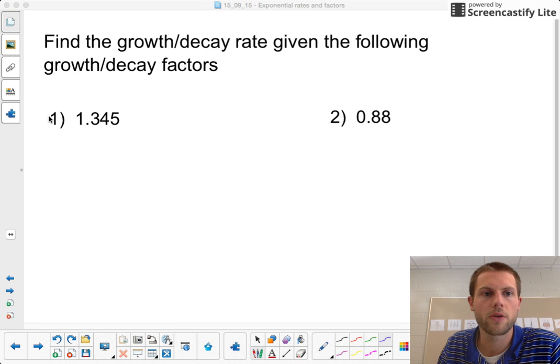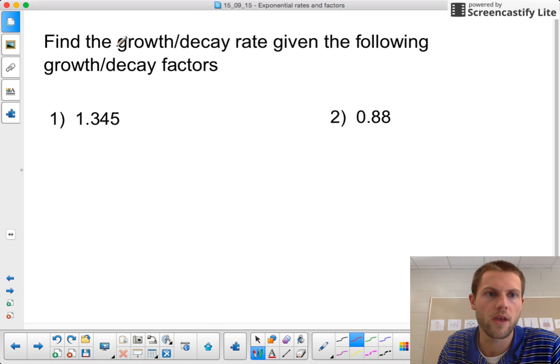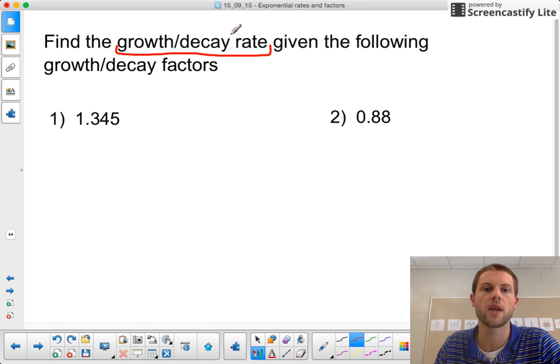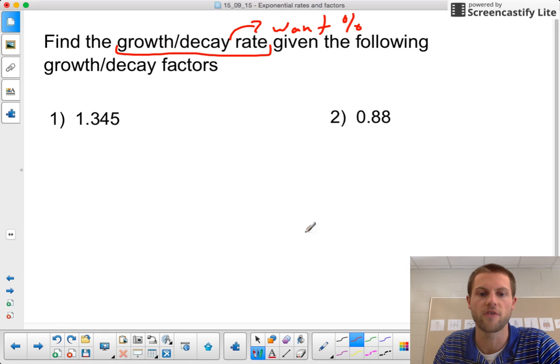Alrighty, let's see. What we want to do in this one is we want to now go the other direction. We want to start off with a growth factor, and we want to find the growth or decay rate. So what we're hoping to get, we want a percentage. That's what we're hoping to end with.